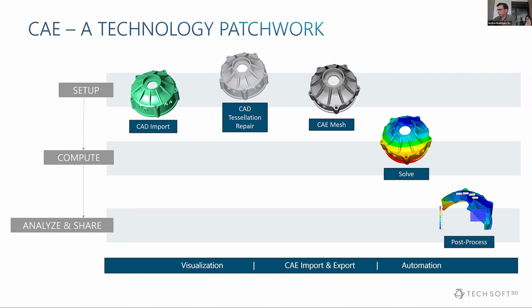The mesher will produce a finite element mesh with the desired mesh size, with some control on the mesh quality, the element quality, and also on the geometric precision. You don't really want to change the initial design geometry too much, or at least you want to have some control on it. That's a big part of the setup.